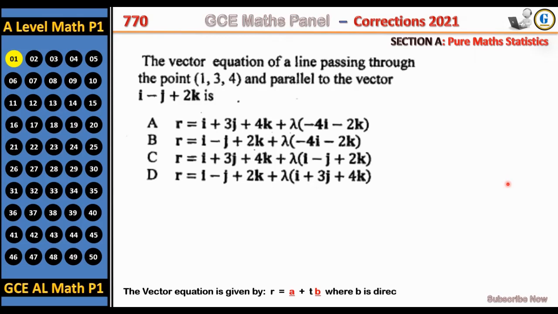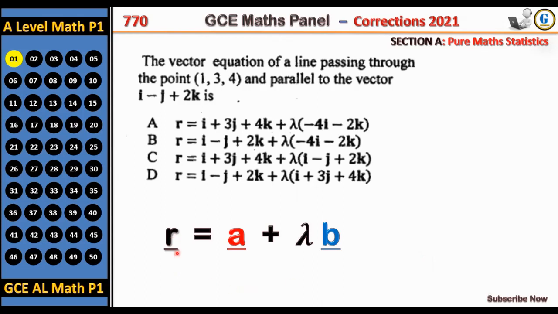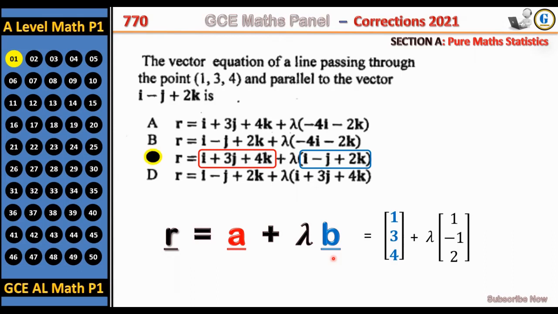The vector equation is given by r equals a position vector plus a scalar times the direction vector, which can be written as this. Here we have the position vector, which is (1, 3, 4), and it is parallel to this direction vector i minus j plus 2k. Even if they change this direction vector by multiplying it by negative 1, we will have minus i plus j minus 2k. We will still have the same thing for this b here. So in this case, our result will be as follows, and we have the key to be C.